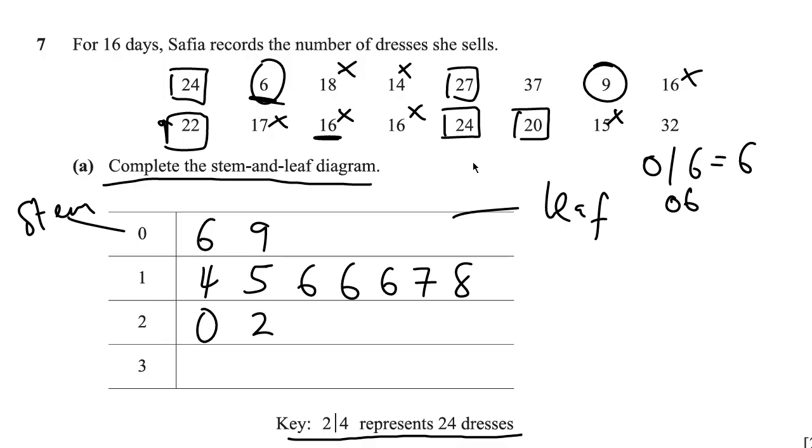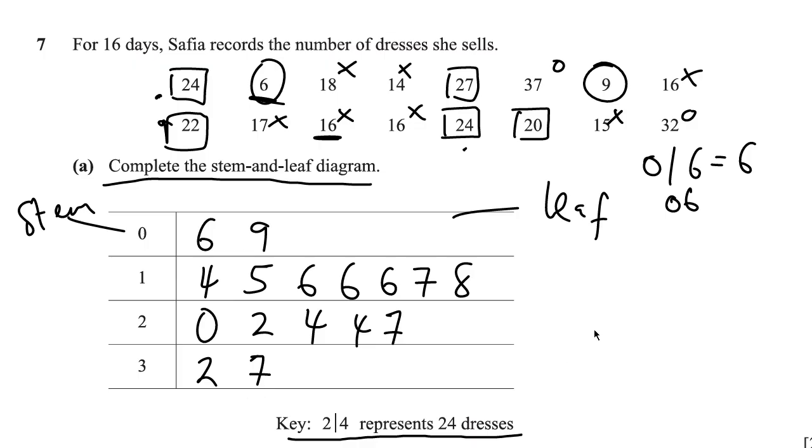In the case of 24, you can see that 24 is repeated twice. So stem is 2, leaf is 4. Stem is 2, leaf is 4. And then we have 27. Stem is 2, leaf is 7. And then we have 3. We could use maybe a small 0 over here to represent those that start with 3. We have 32 and 37. So 32 is the lowest, then we have 37.